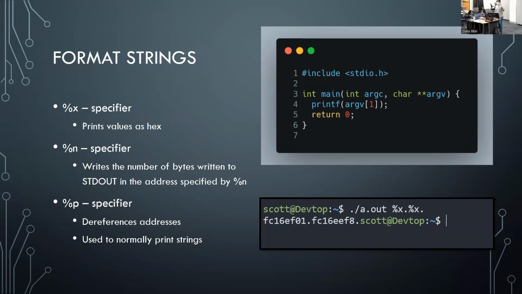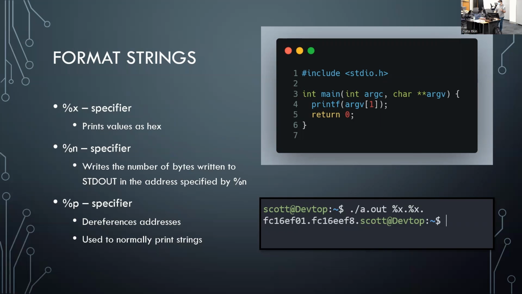That specifier prints values on the stack, or any kind of value, as hex. And it's very commonly used in that example on the bottom right to leak values on the stack. And %n is a very useful one because it's really weird.